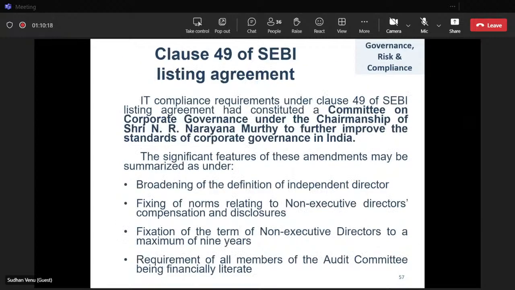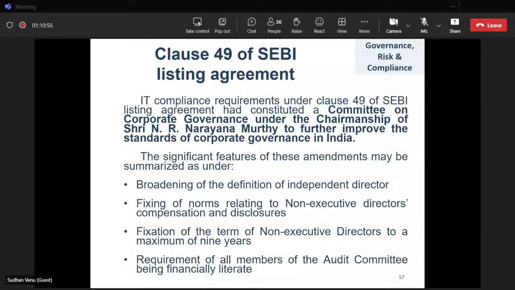The next one is Clause 49 of the SEBI listing agreement, which came from a corporate governance committee under the chairmanship of Mr. N.R. Narayanamurthy, the founder of Infosys. They further improved the standards of corporate governance in India, and they gave some guidelines in that committee. The significant features they amended may be summarized here. One is the broadening of the definition of the independent director.